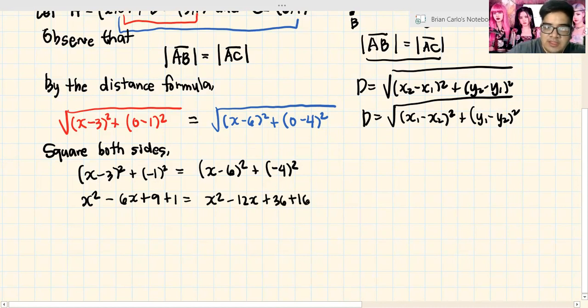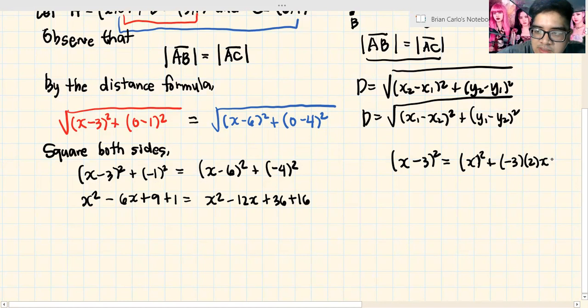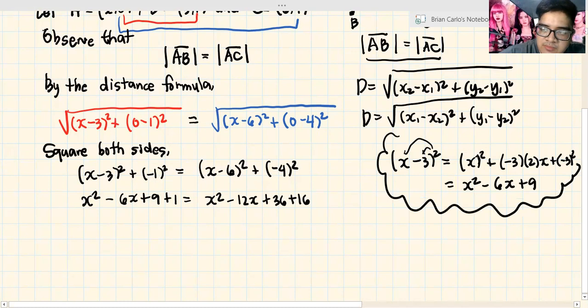Kung nalilito kayo, ganito lang yung ginawa ko: x minus 3 squared equal lang yan sa x squared plus negative 3 times 2 times x plus negative 3 squared. Kasi minumultiply mo lang yung 2 dito sa middle term. Kaya naging x squared minus 6x plus 9. Side note lang yan.